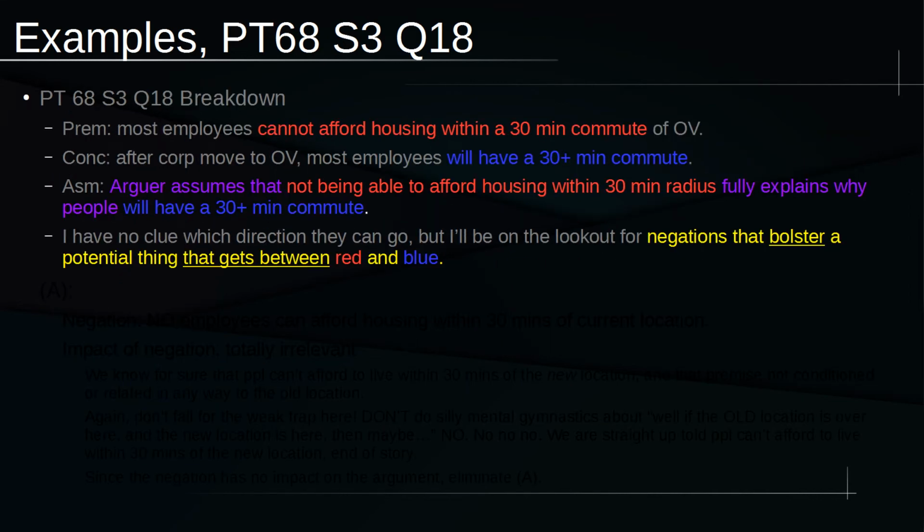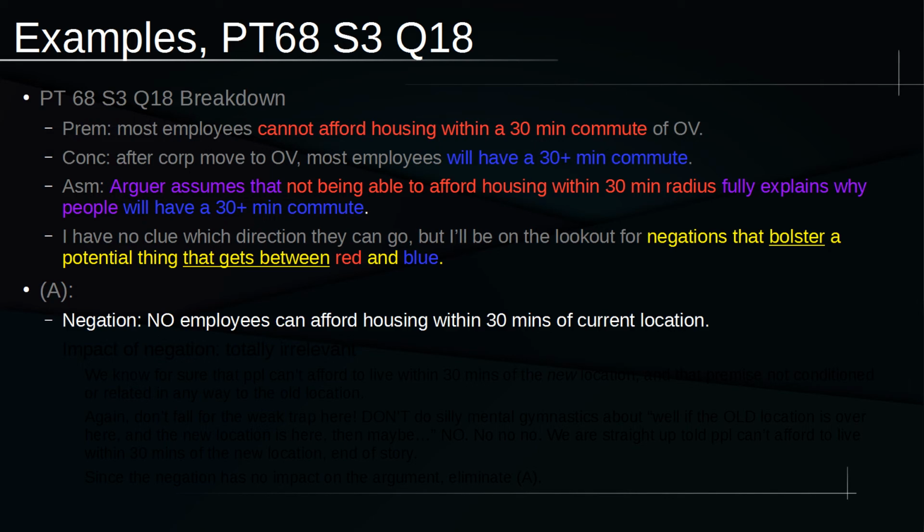So as we did on our last demonstration, I'm going to reproduce the breakdown pretty much every single slide. And this time I've also added that last reminder about what kind of thing that I'm going to look for in our answer choices. So starting right up with A. Negating this, we get no employees can afford housing within 30 minutes of the current location. Look at the impact of the negation, it's totally irrelevant.